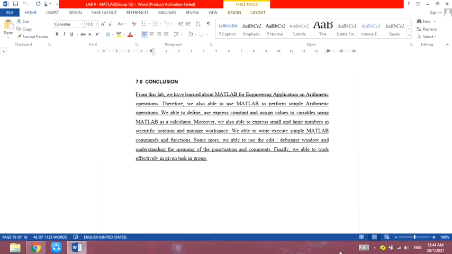In conclusion, from this lab we learned about MATLAB engineering application on arithmetic operations. We are able to perform simple arithmetic operations, and we use expressions and constants and assign values to a variable using MATLAB as a calculator, and we are also able to write and execute simple MATLAB commands and functions from this lab.